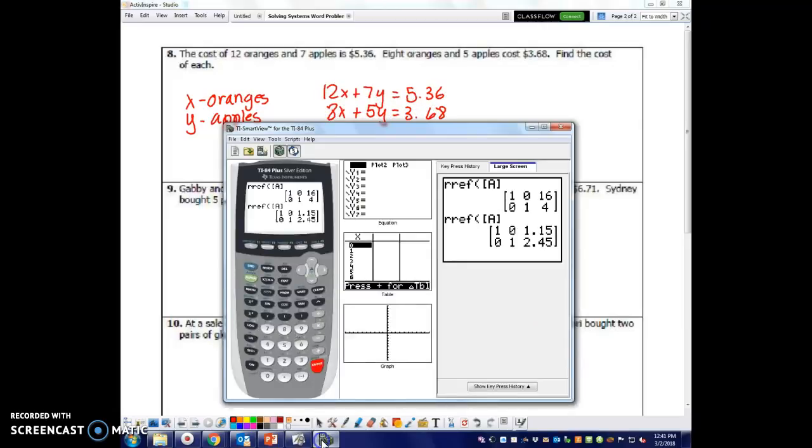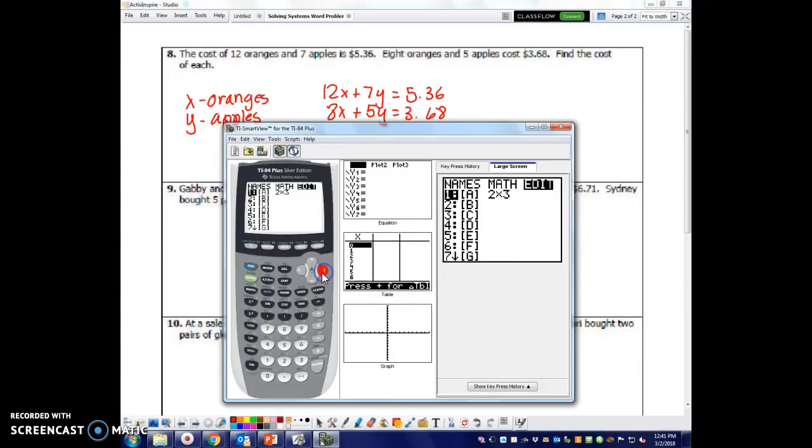Well, looks like matrix again. I just find matrix to be the easiest. Feel free to use any method you want. You can solve for y, you can substitute, you can eliminate, whatever you want. So we have 12, 7, 5.36. And then you have 8, 5, 3.68.